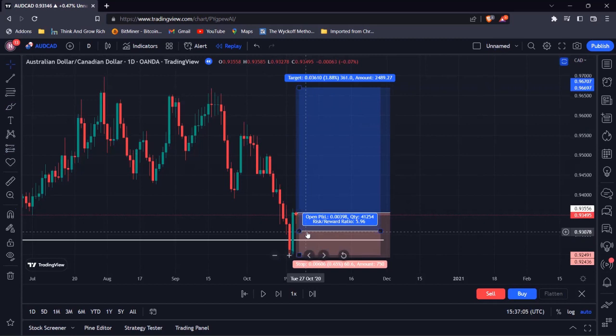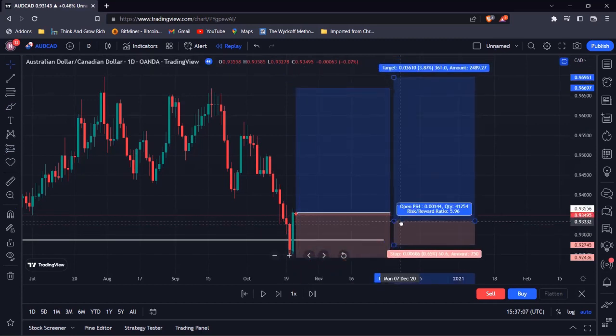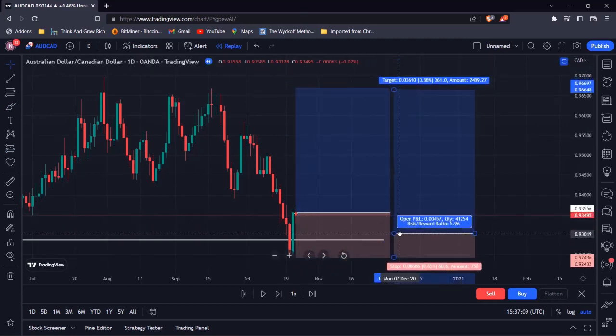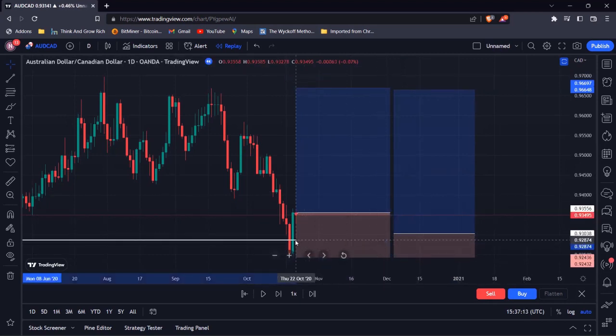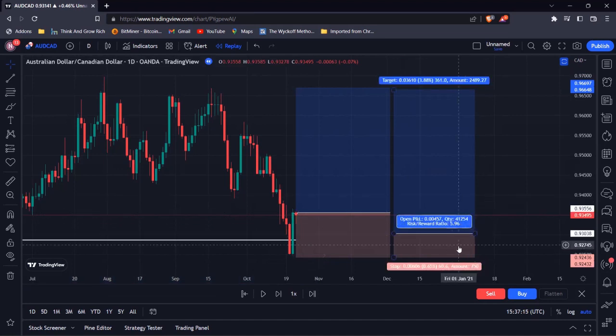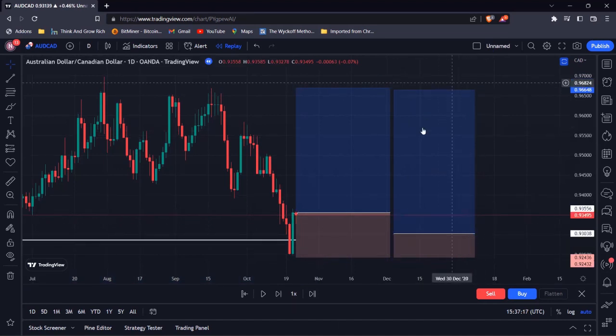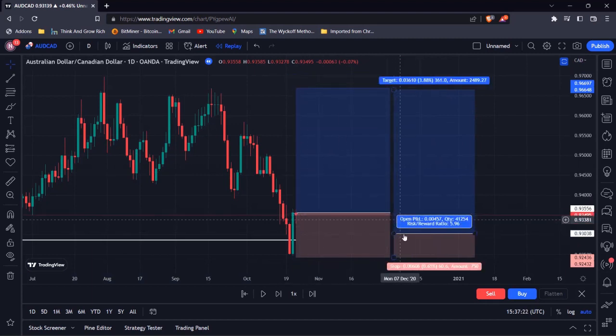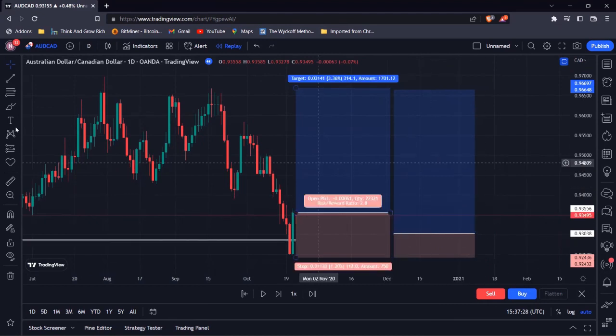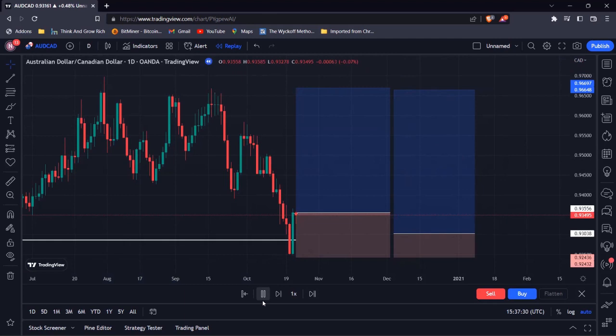This is what the first one would look like, and this is what the second one would look like. You can see the advantage of the second one: your risk is much lower and your potential reward is much higher. The disadvantage is that sometimes price doesn't pull back down. So it's entirely up to you to decide how you want to approach it in each individual setup, okay? So let's play and see.